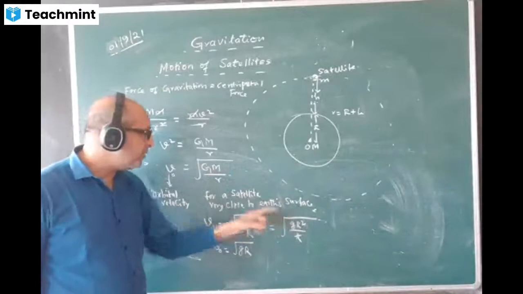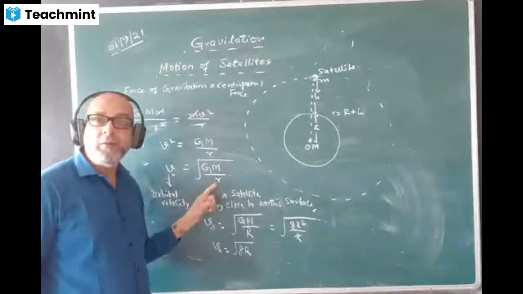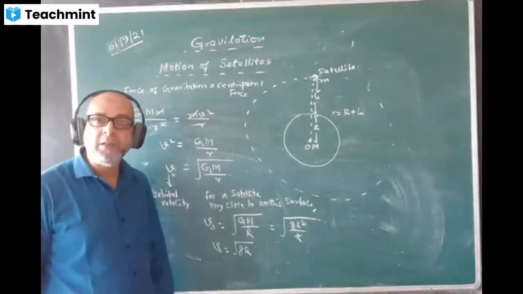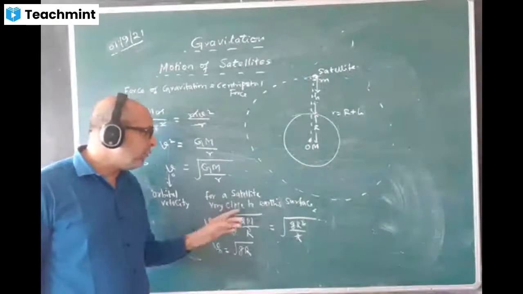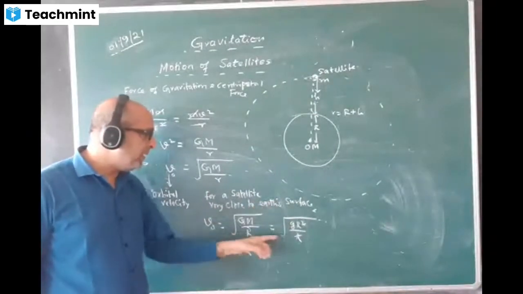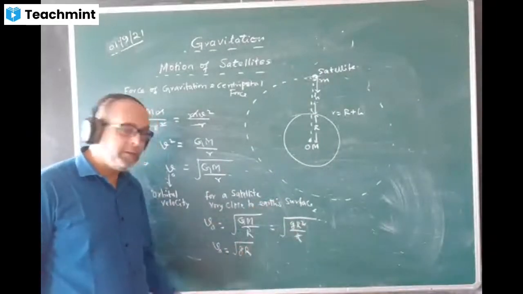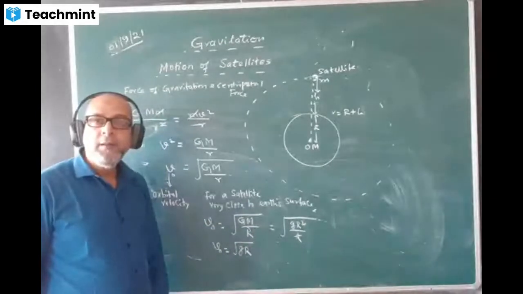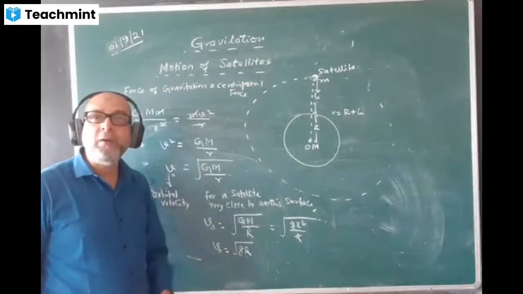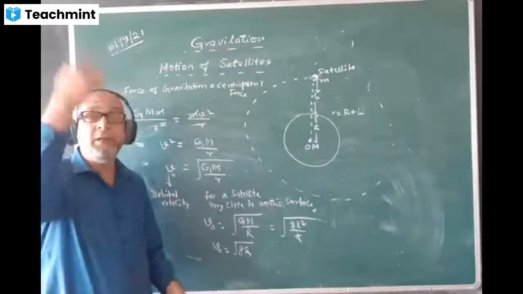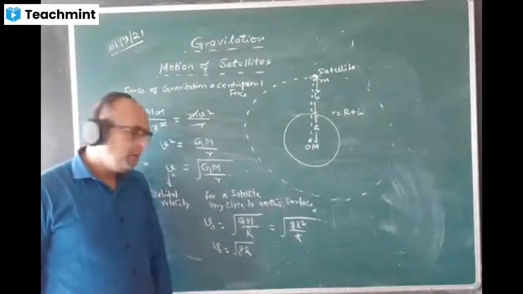Then we have GR square divided by small r only, because nothing will cancel in that case. But when the satellite is very close to the Earth's surface, small r and capital R are equal, so the answer will become root GR. So this formula is only applicable for a close satellite which is very close to the surface of the Earth.